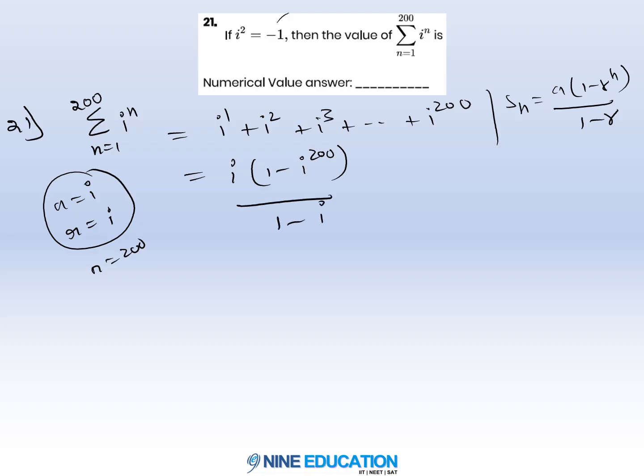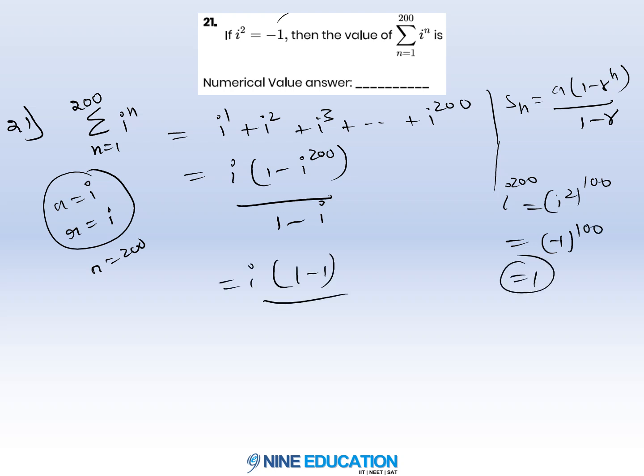So what is I power 200? I power 200 can be written as I square whole power 100. I square is minus 1, and minus 1 whole power 100 is 1. So I into 1 minus 1, divided by 1 minus I. 1 minus 1 is 0, and 0 divided by anything will be 0. The final answer is 0.